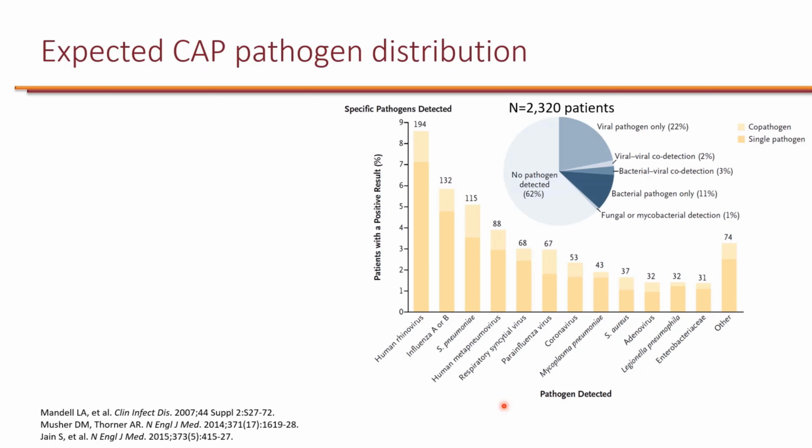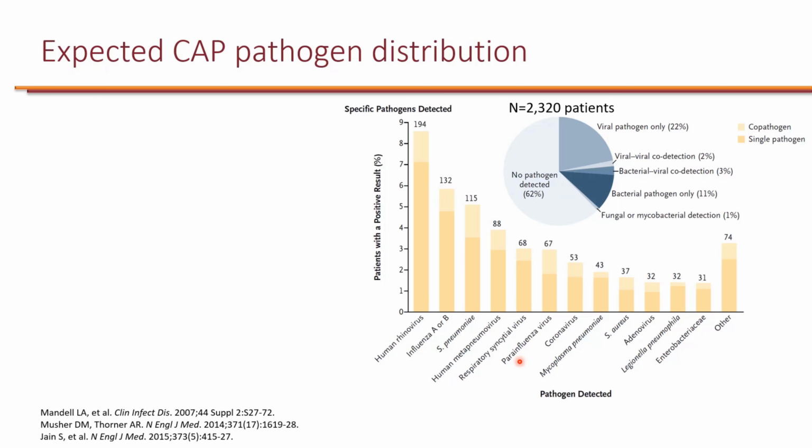Now let's take a look at the CDC EPIC study that was published in 2015. It was a population-based surveillance study for community-acquired pneumonia requiring hospitalization among adults 18 years of age or older in 5 hospitals in Chicago and Nashville. This study looked at 2,320 patients, and what they were trying to do is to identify common causes of community-acquired pneumonia requiring hospitalization.